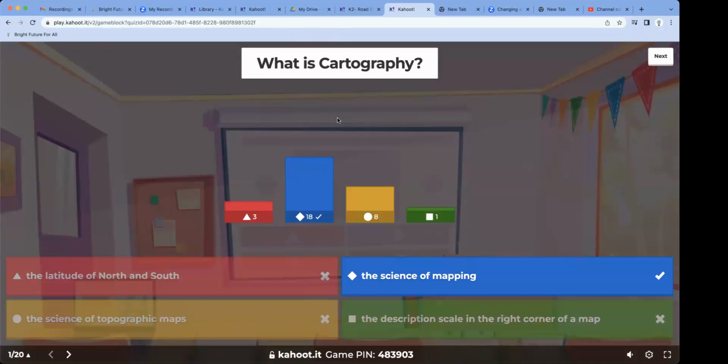I can explain it. Yeah, this one we didn't really cover, but cartography is the science of mapping. It's not just the science of topographic maps. It's more just the general mapping. This was a question on an invitation. I'll remember it. Okay, you can go next.